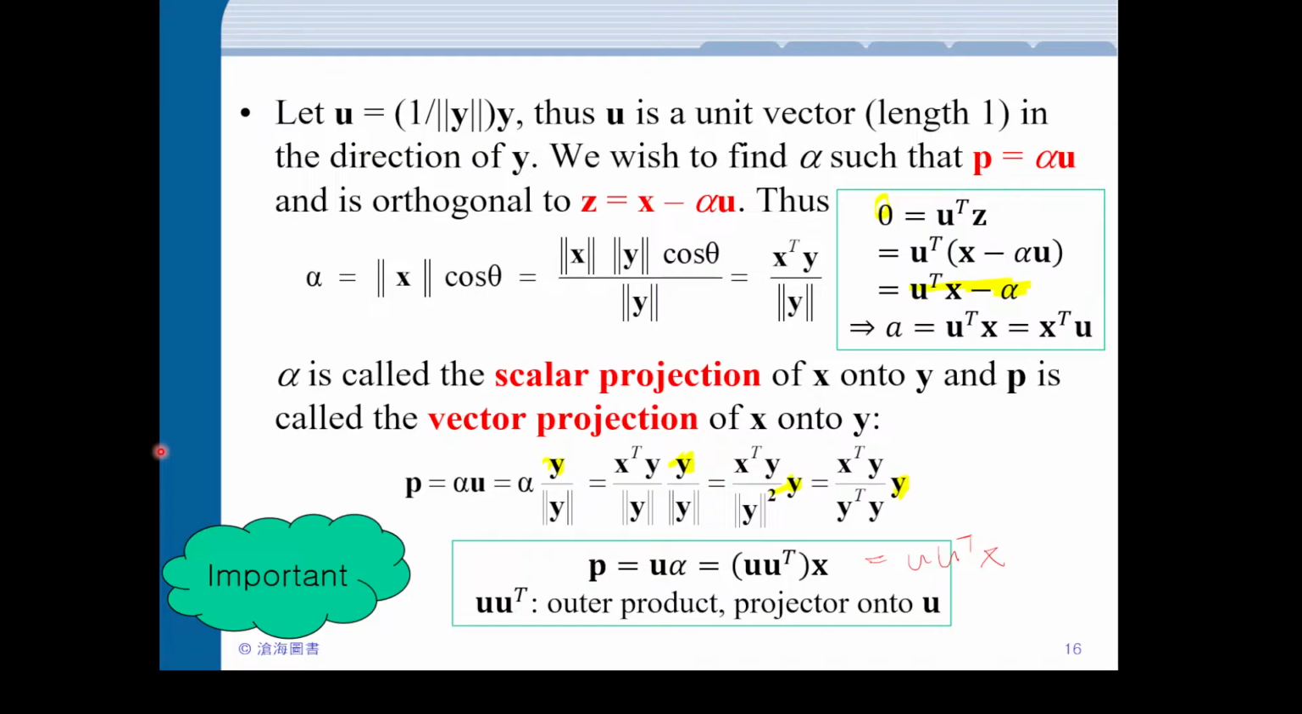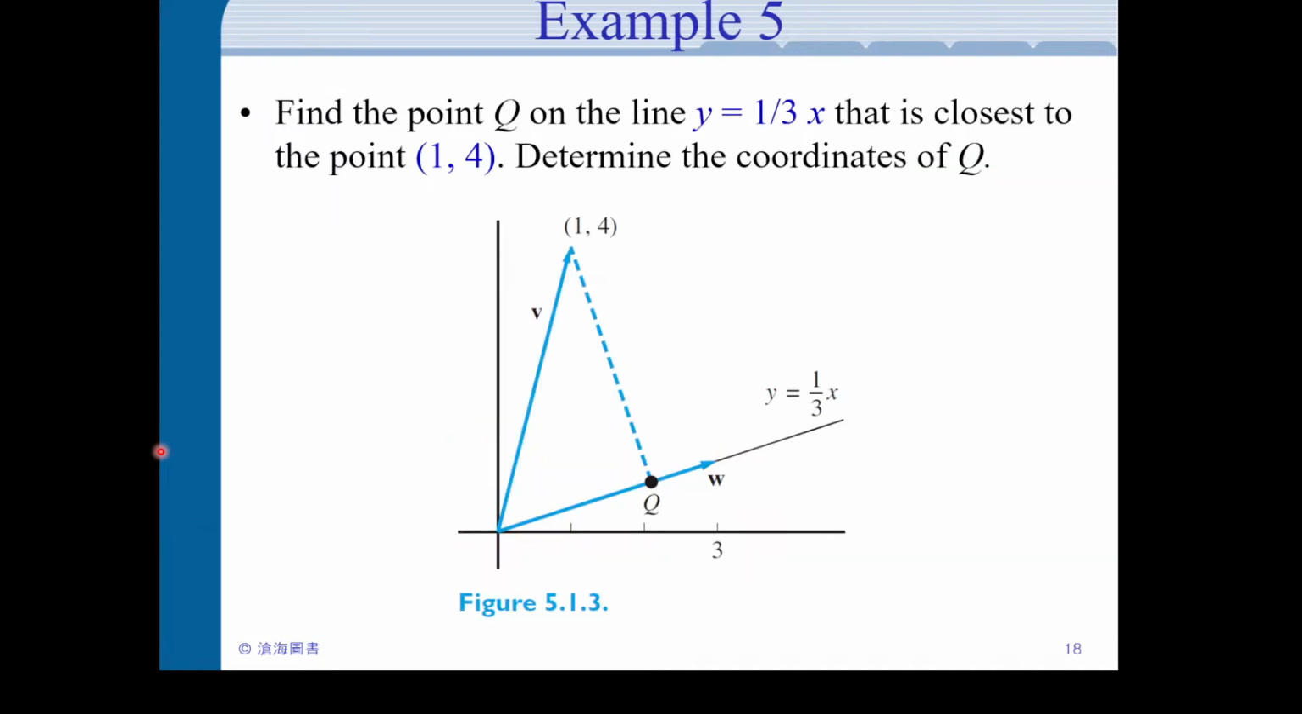If not, then let's see an example of calculating projection with inner product. This is a direct example. We have x being this (1, 4) vector, and for y we don't have a vector. We are saying we have a line, and we can give a line equation: y equals 1/3 x.